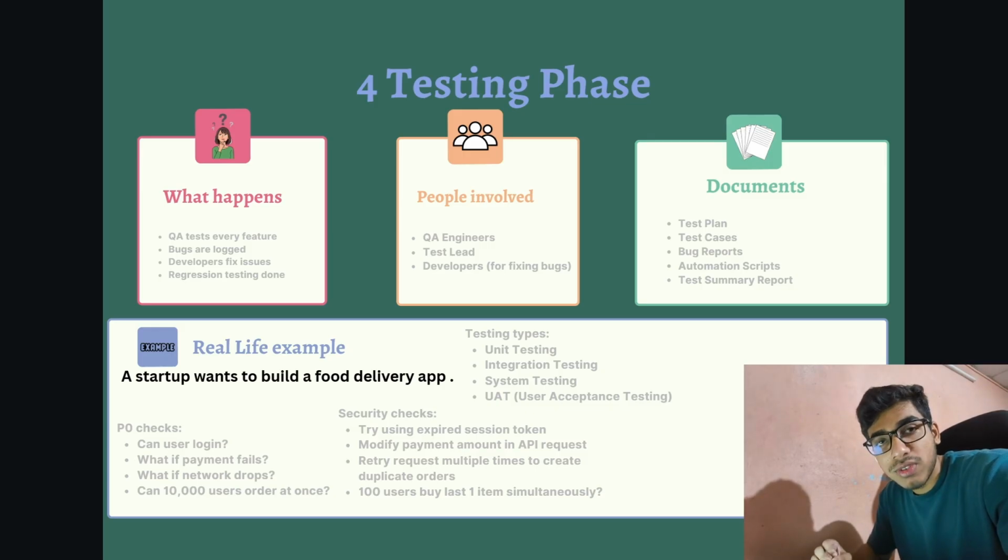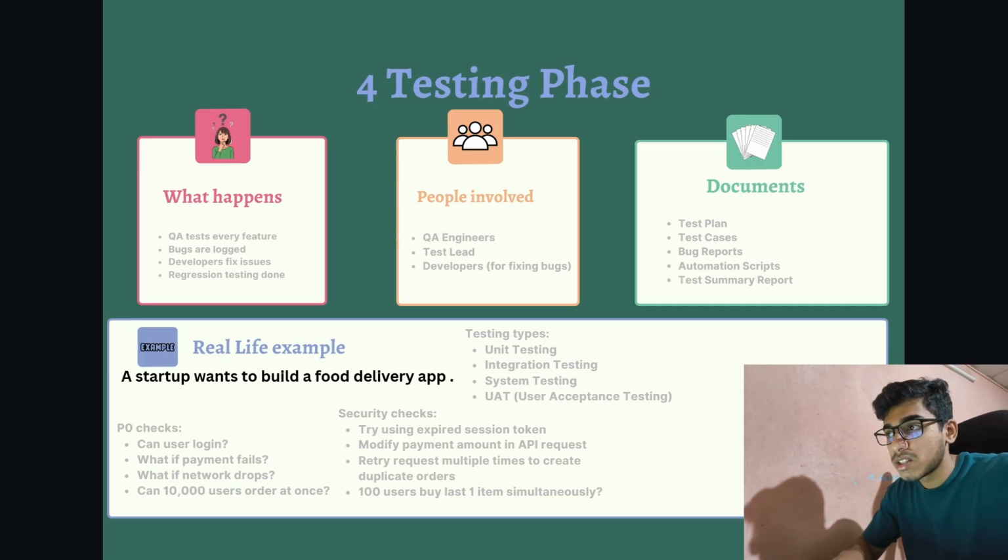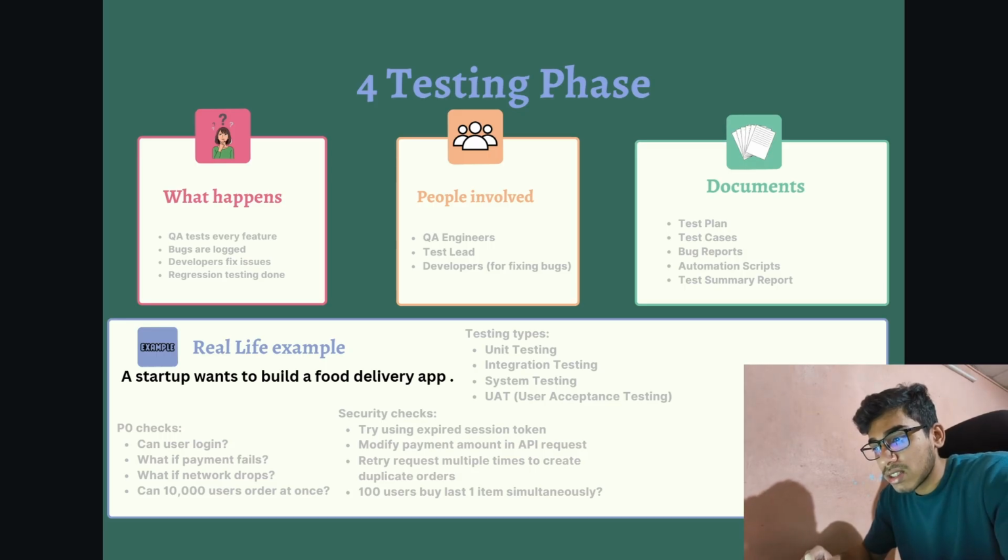So this is one of the important phases, and it is not just a phase. It is a whole life cycle in itself, which is the software testing life cycle, which we will be covering in the next part. But for this video, let's see what happens in this case. So the QAs write test cases. Then the QA reports some bugs, like these things are not working as expected. Then developers have to fix them. And regression testing is done, which means the flow is tested from end to end. People involved here are the QA engineers, test leads, and developers. Developers are needed in the testing phase to fix the bugs.